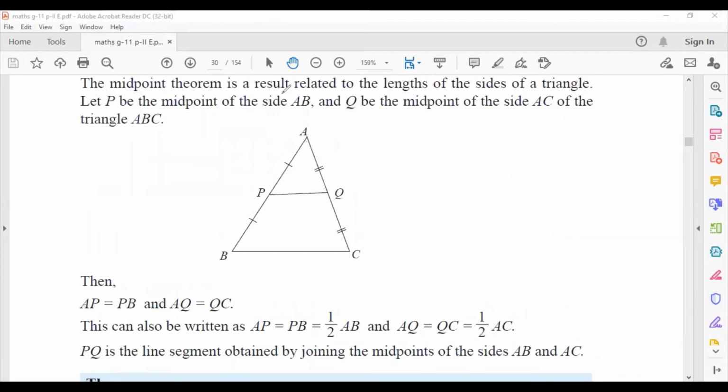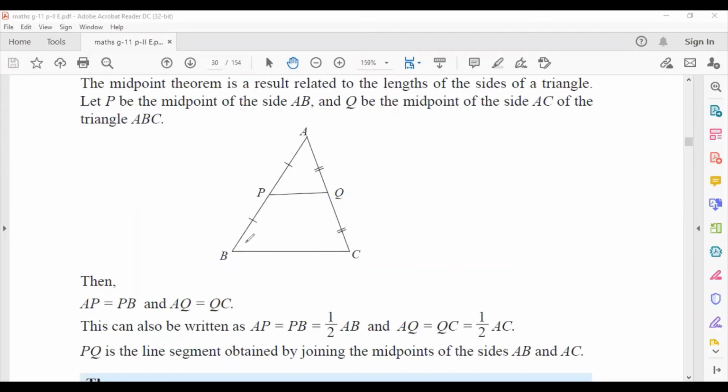Yes, sir. Then suppose that the length of BC is 10 centimeters. Then what should be the length of PQ according to this midpoint theorem? Five. Yes, very good. It should be 5 centimeters, right?